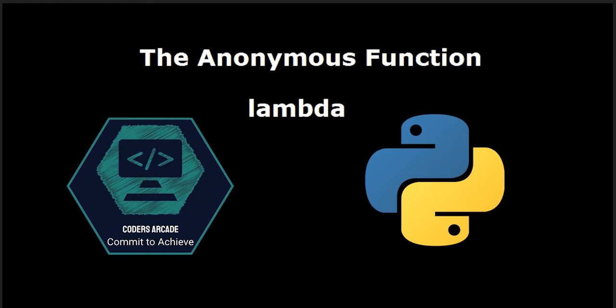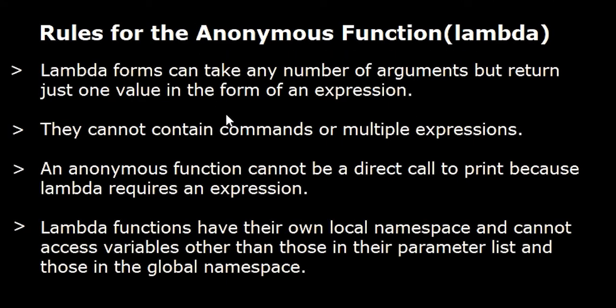So let us look at certain rules regarding the use of the anonymous function or the lambda function. You can see here are the rules. The first rule is that lambda forms can take any number of arguments, but it will only return just one value in the form of an expression. It means that we can provide any number of arguments to the lambda function, but it will only return us one value in the form of an expression.